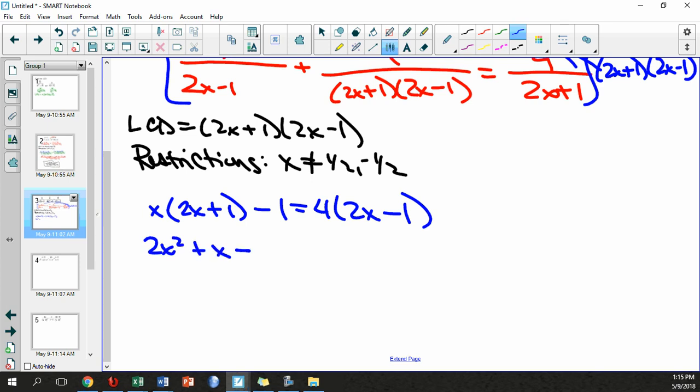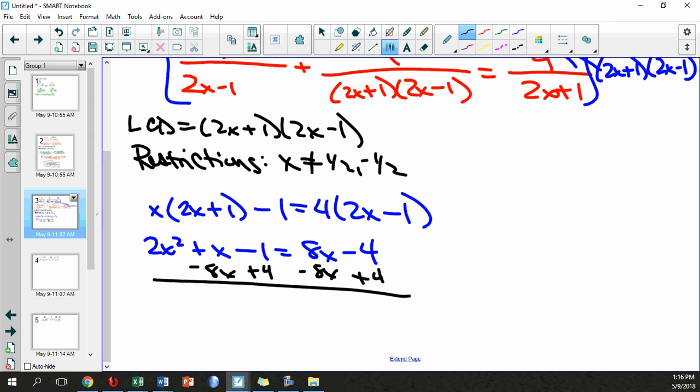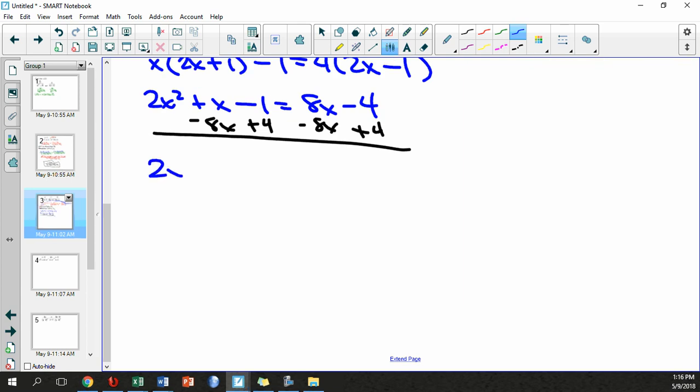2x squared plus x minus 1 equals 8x minus 4. Then what is your goal? Set it all equal to 0. Do that by subtracting 8x and adding 4. So this is going to give you a 2x squared minus 7x plus 3 is equal to 0. Yes?